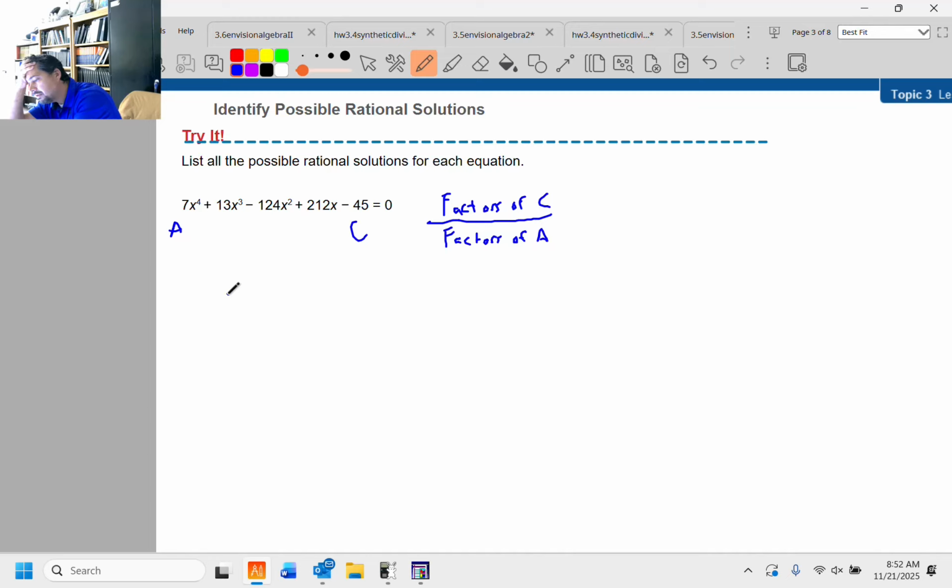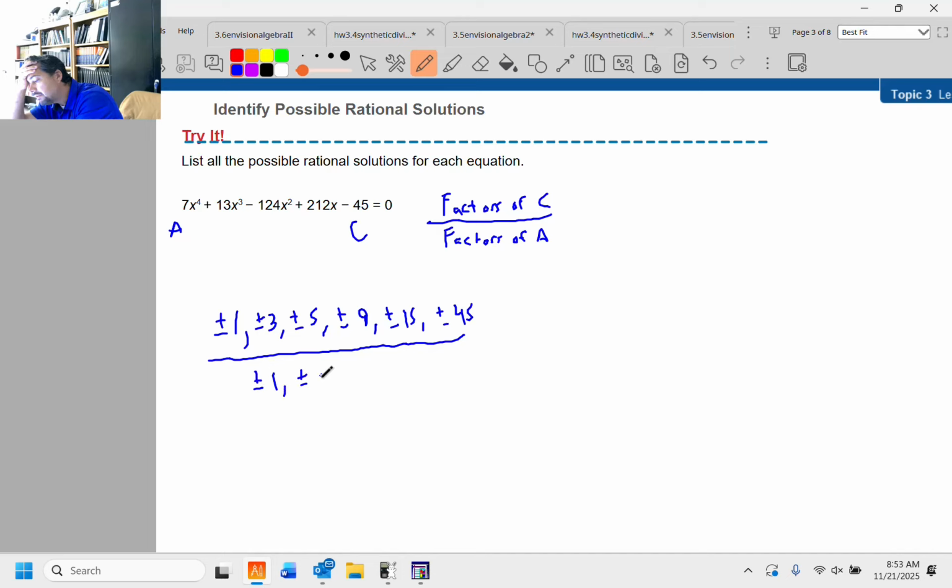All right, so the factors of C, lots and lots of factors for 45. You got a plus or minus 1, and we do include the plus or minus symbol. You got a plus or minus 3, a plus or minus 5, a plus or minus 9, a plus or minus 15, and a plus or minus 45. And again, forgive me, my energy levels are just about done. To make a 7, it's either a 1 or a 7.